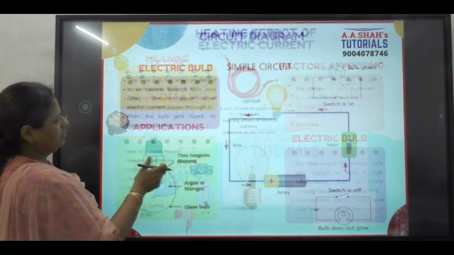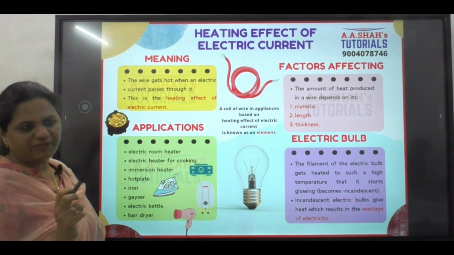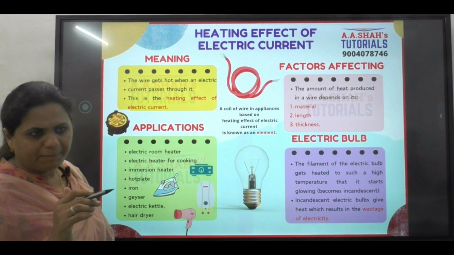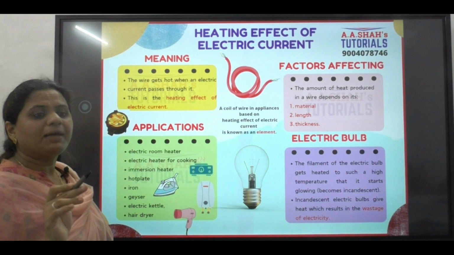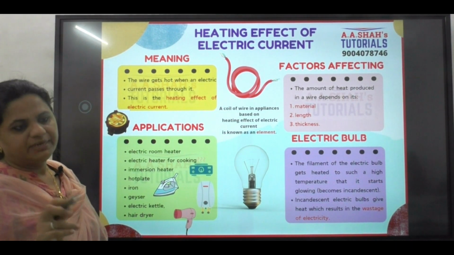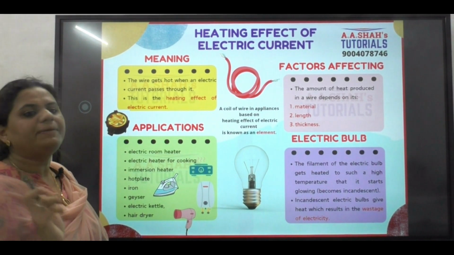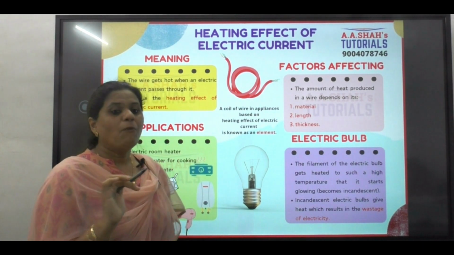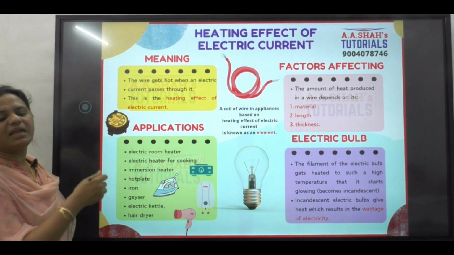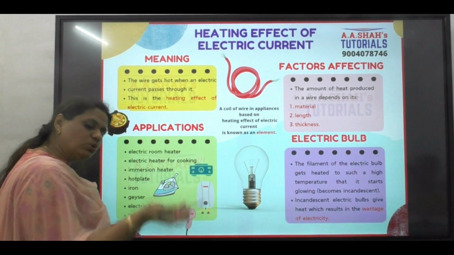So here you can see these are the devices which work on the heating effect of electric current. When an electric bulb is heated up, it is not supposed to heat up. That is wastage of electricity. So an electric bulb should not heat up. You can't say that an electric bulb is a device which works on the heating effect of electric current. This will be the wrong answer. A device which is using heat.